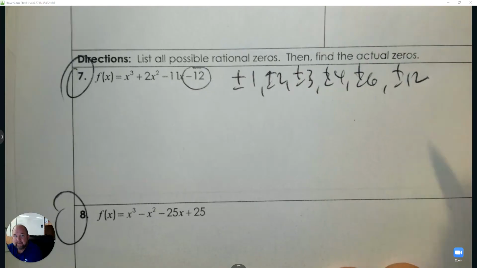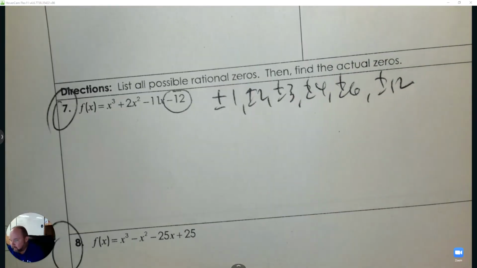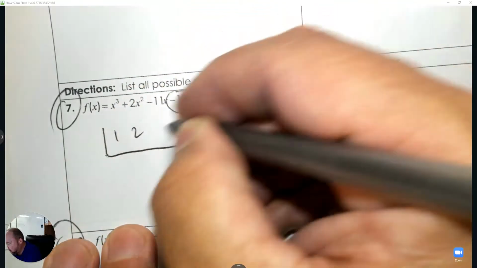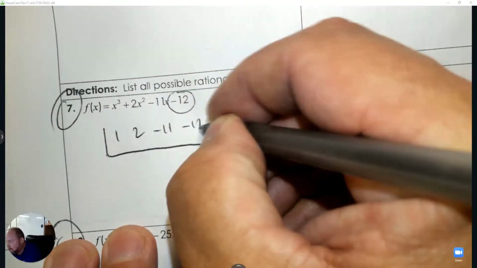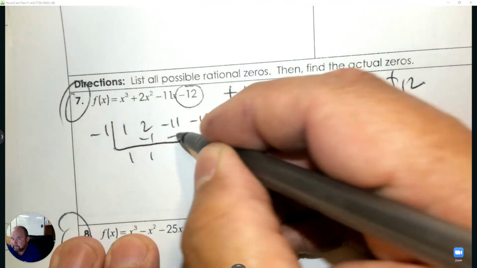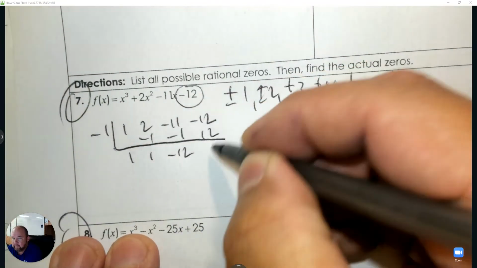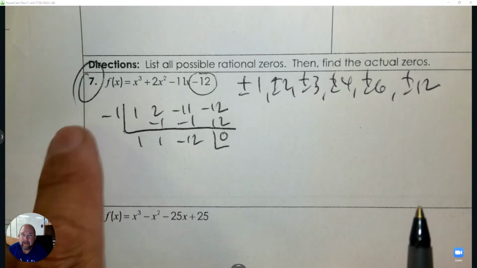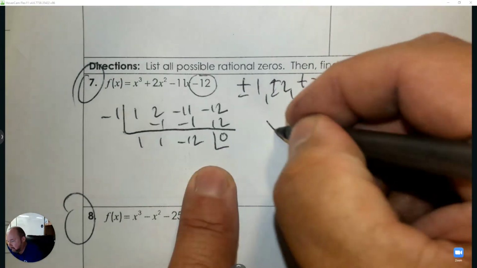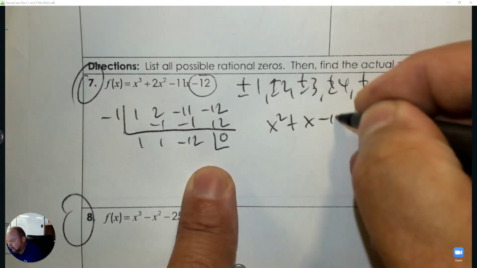So we create our list. Then we're going to divide to see which one might work or not. So we have 1, 2, negative 11, negative 12. You need to pick a number that you think might work. So I picked negative 1, and it gave me 0 at the end. And then what's left is 1x squared plus 1x take away 12.